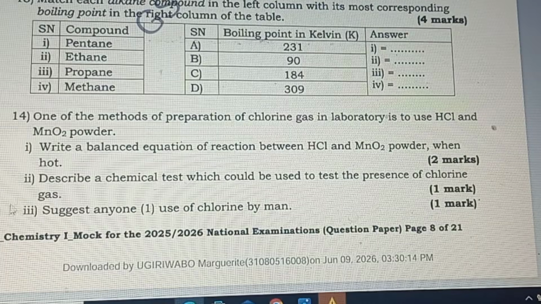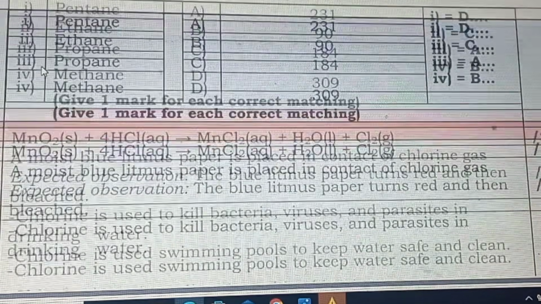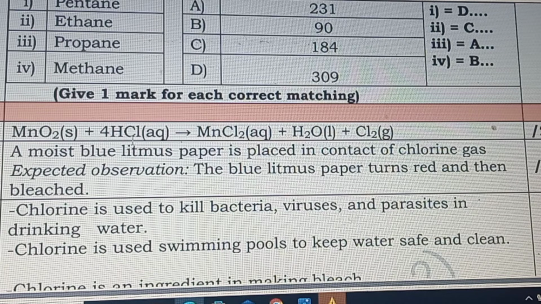Let's continue to question 14. One of the methods of preparing chlorine gas in the laboratory is to use hydrogen chloride and manganese oxide powder. Write the balanced equation for the reaction between hydrogen chloride and manganese oxide. Let's see in the marking guide. Manganese oxide reacts with hydrogen chloride to form manganese chloride, water, and chlorine, and then balance the equation.